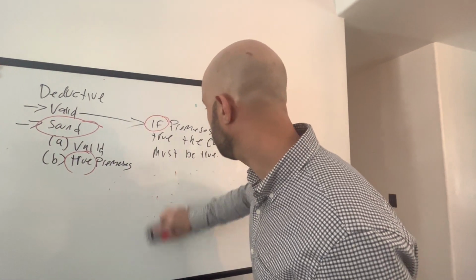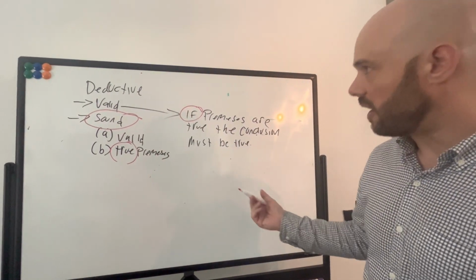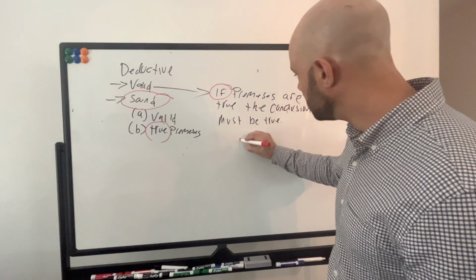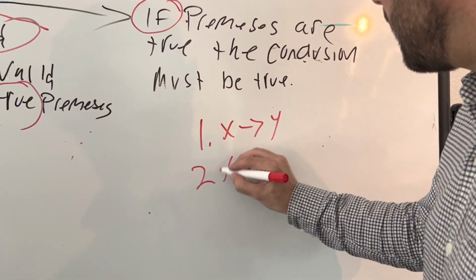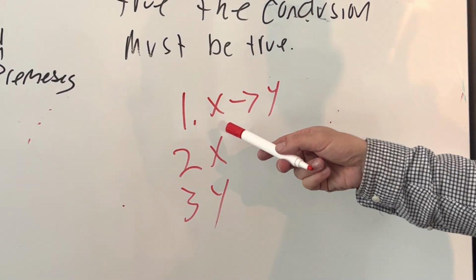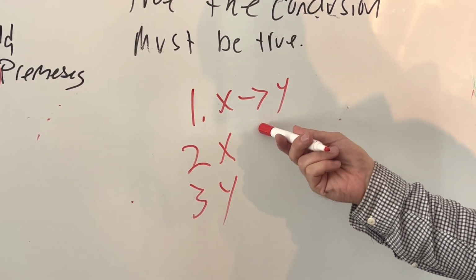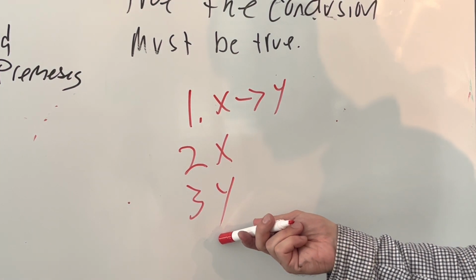So some arguments are valid and some are invalid. A deductive argument that is valid is called modus ponens, and that's what I just showed you. If x, then y, x, therefore y. And so you notice, right? If it's true that if I have my driver's license, I passed a written test, and I have my driver's license, you know, therefore, that I passed my written test.